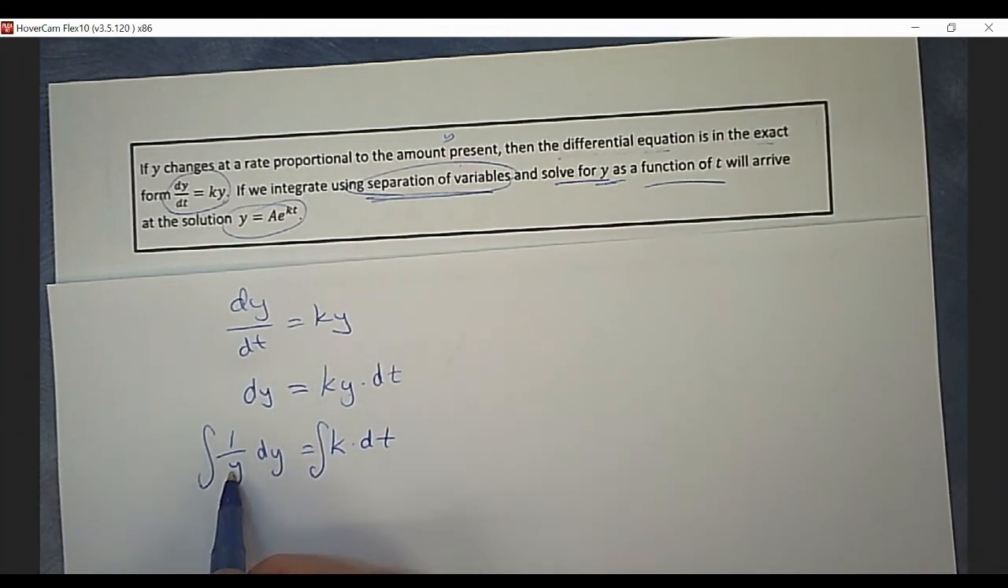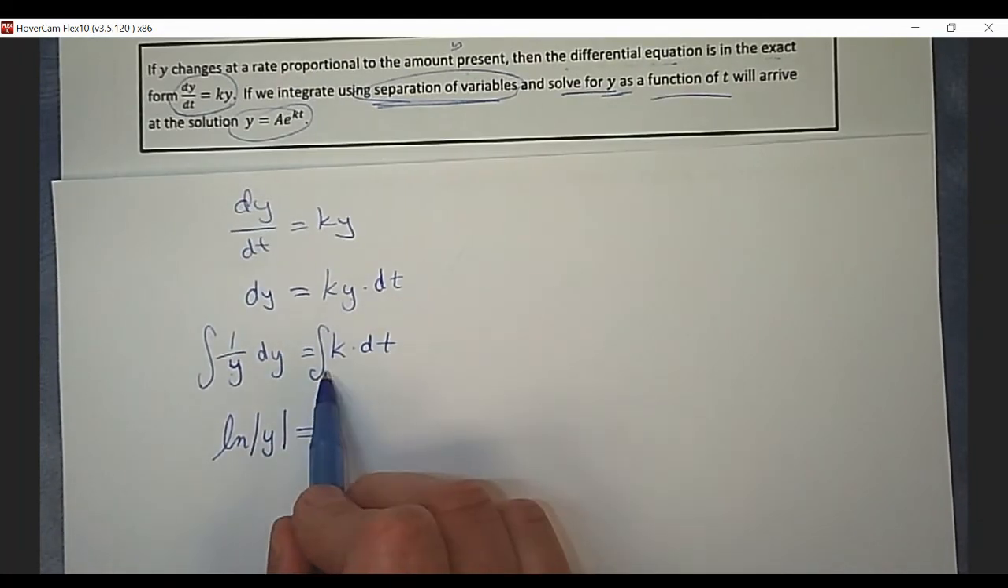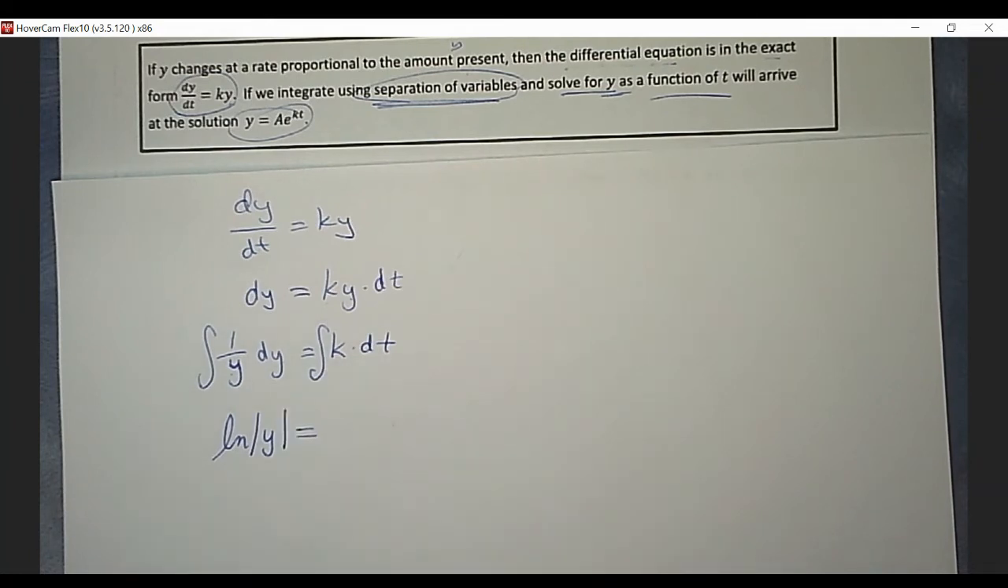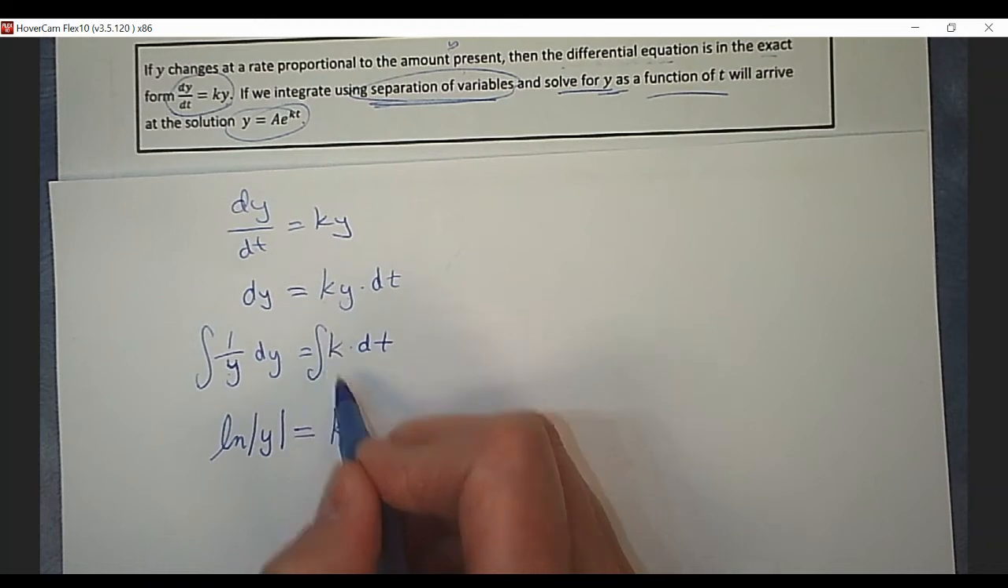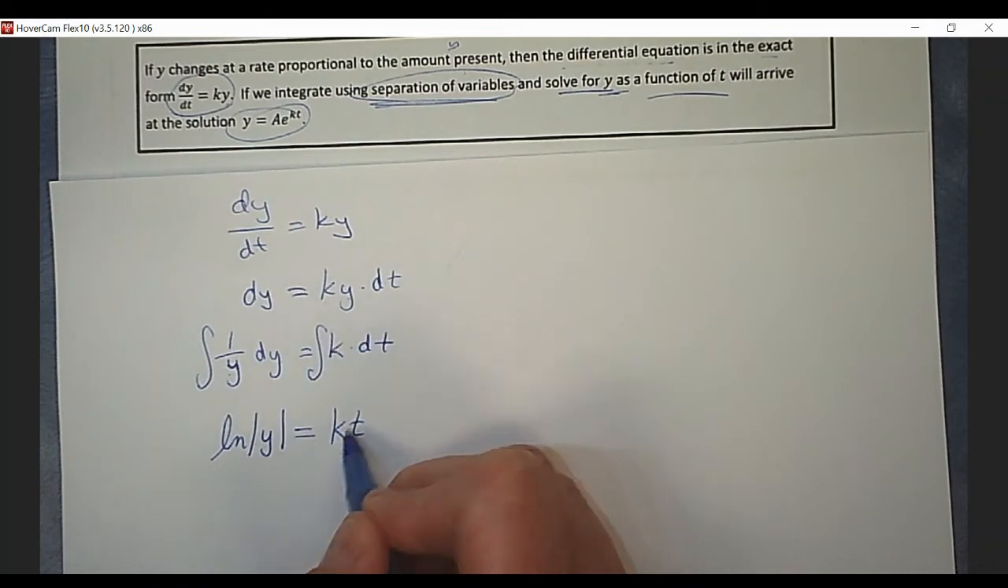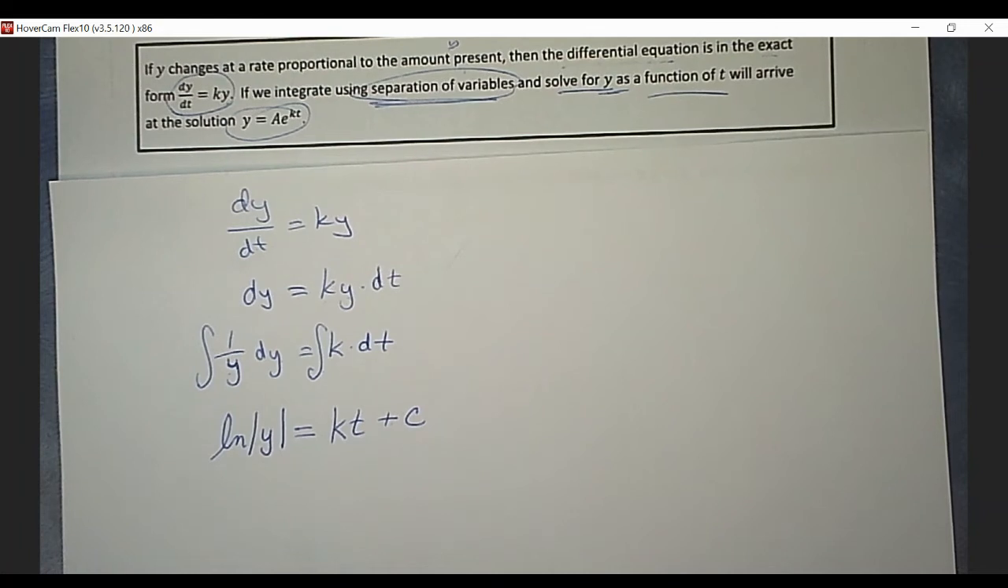And when we integrate this side with respect to y, we can't reverse the power rule here because we have 1 over y. That's that special case where we find the antiderivative of 1 over y, which is the natural log of absolute value y. I'm going to skip the plus c because I'm going to put it on the other side. And then the antiderivative of k with respect to t is going to be k times t because k is a constant. So if you're going to find the antiderivative, that's going to be linear. And then we're going to put the plus c over here.